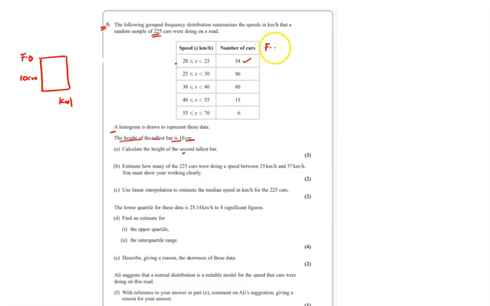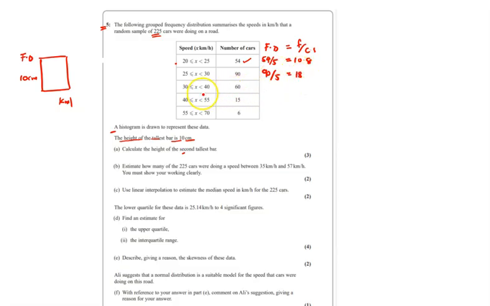We can only do that by getting the frequency density, so you can make a column over here for it. Remember, frequency density is the frequency over the class size, or class width. So we have 54 divided by 5, which is 10.8. Then the next one, 90 divided by the class size of 5, which is 18.